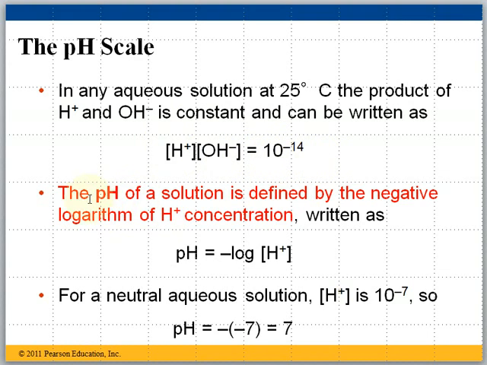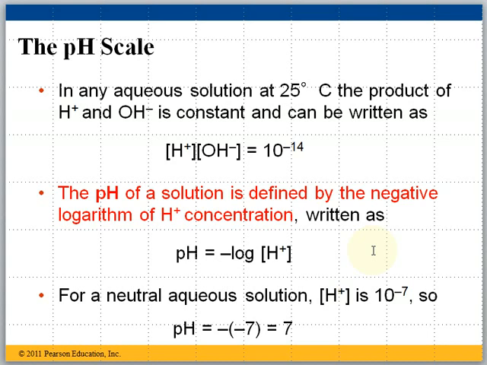So pH, in the red here, the pH of a solution is defined by the negative logarithm of the H plus concentration. Similar to the way that we were using moles to help us describe and quantify large numbers of molecules, here we're going to use the logarithm of a concentration, because otherwise the numbers are so small. So pH is the negative log of the H plus concentration.